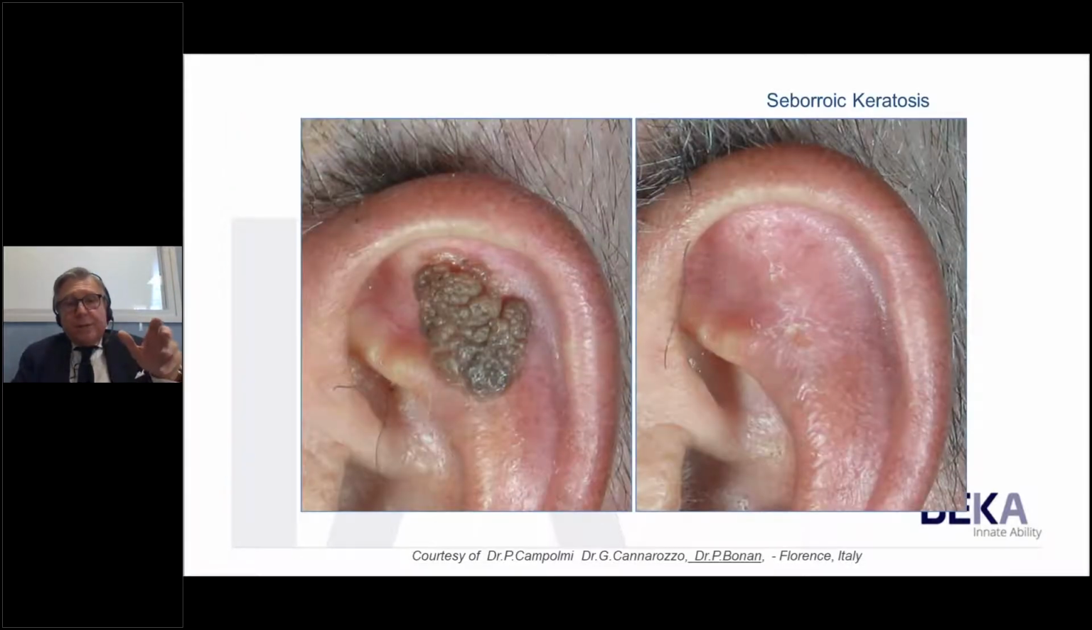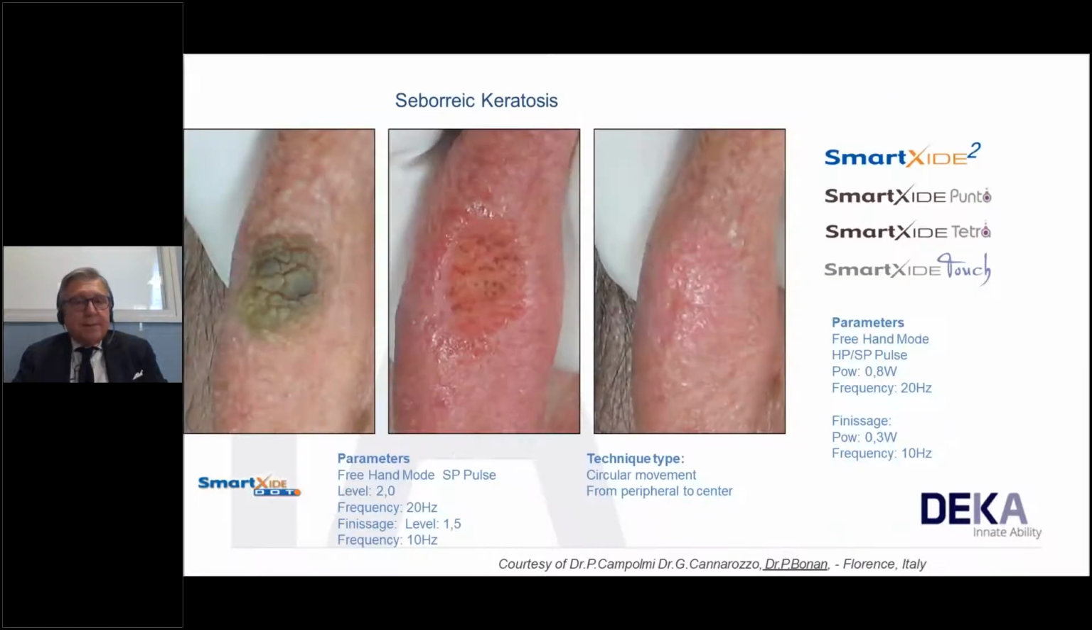Seborrheic keratosis, but in particular areas, very delicate. The cartilage is very delicate, so we must contain the heating in the skin, not transmit this heating to the deeper tissues like cartilage, and we can vaporize, with the results after 1 month.